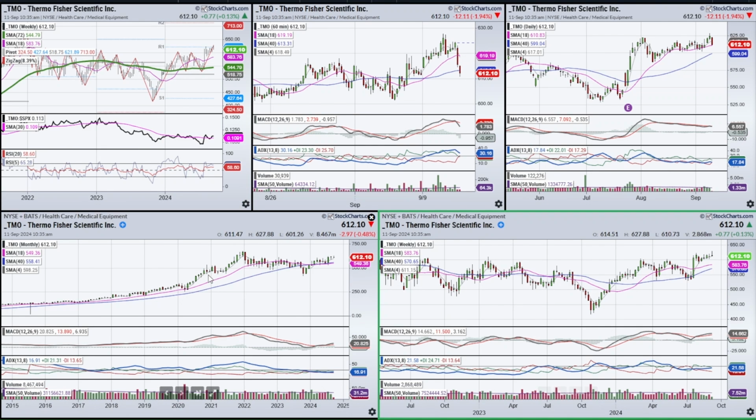Okay, let's look at TMO. So, I think this is a pretty attractive longer-term pattern, right? Look at the way the monthly is playing out. You see how this is turning at the zero line? The buyers are still in command, even though the ADX has dropped.